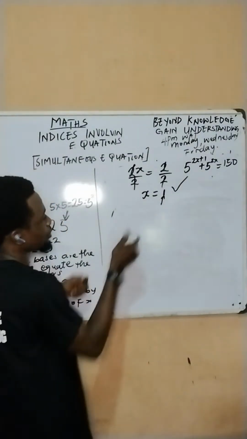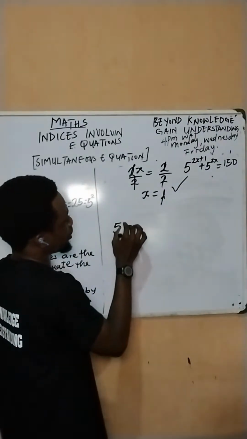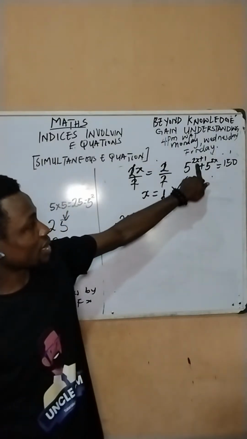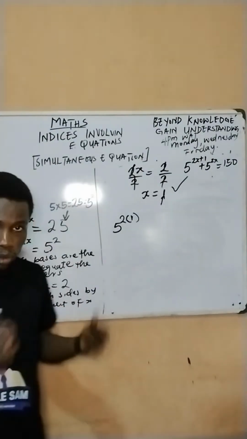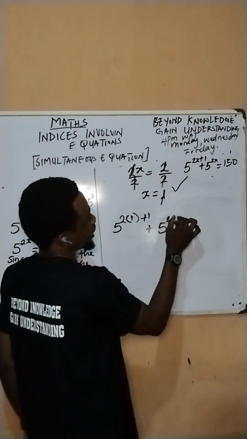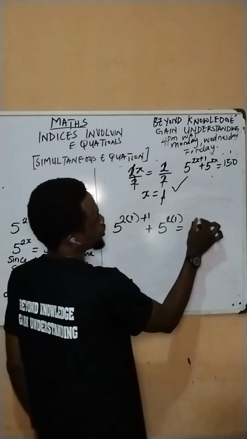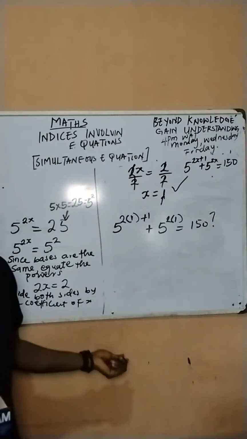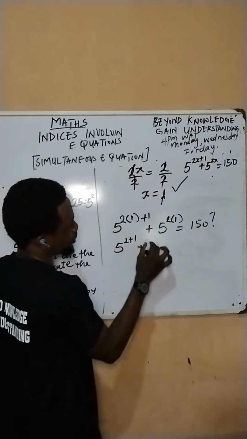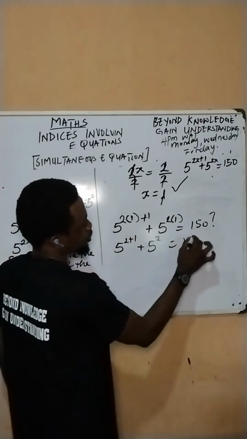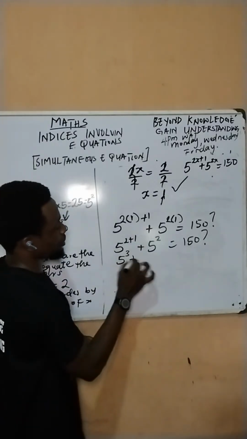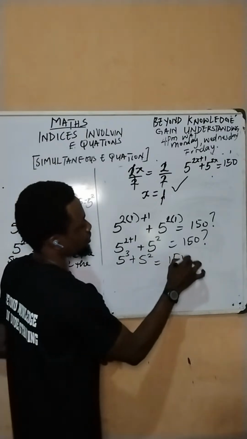That's what you do. So this becomes 5 raised to the power of 2 open bracket 1. We have just replaced x here with 1 because that's what we got when we solved. And then you have plus 1, then plus 5 raised to the power of 2 open bracket 1. Is it equal to 150? We are about to find out. So this is the same thing as 2 times 1 is 2, plus 1, plus 2 times 1 is 2, equals 150. Is it? 5 raised to the power of 3 plus 5 raised to the power of 2 equals 150.